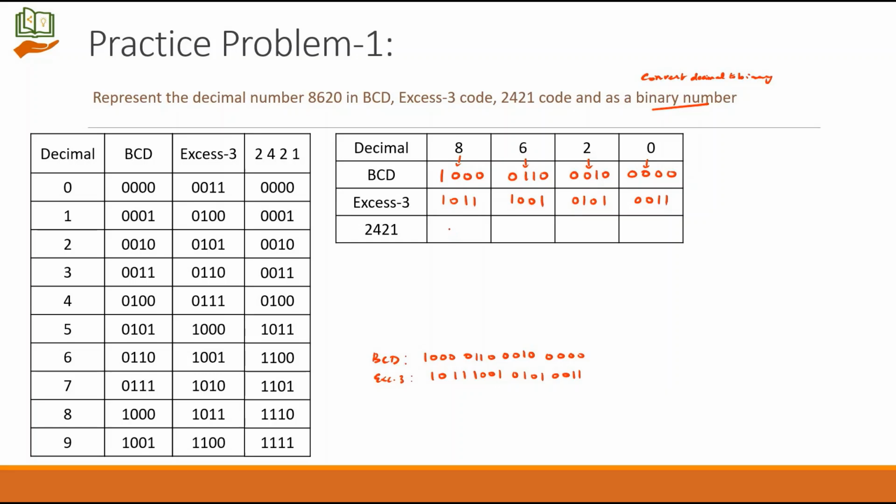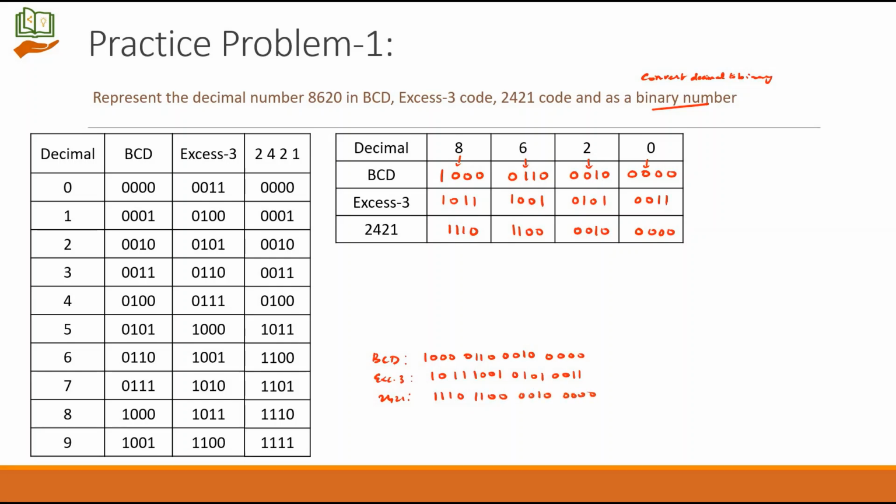What about 2421 code? 8 is written as 1110, 6 is written as 1100, 2 is written as 0010 and 0 is written as 4 zeros together. So now 2421 code will be 1110, 1100, 0010 and 4 zeros together.